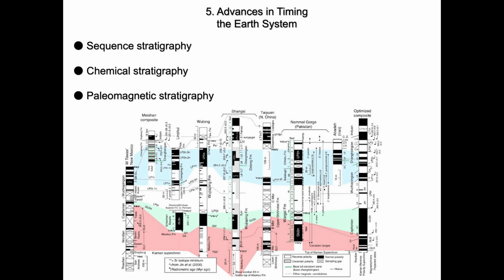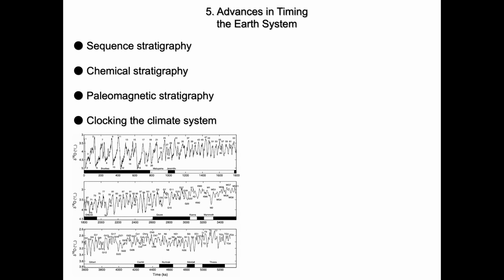We can use paleomagnetic stratigraphy in a similar way. The positive and negative polarity of the Earth changes not regularly, but it changes often in terms of geologic time anyway. Those changes occur globally. So we can use paleomagnetic stratigraphy to correlate rock sequences on a regional scale to a global scale, if the rock is well preserved. We can use this to clock the climate system.